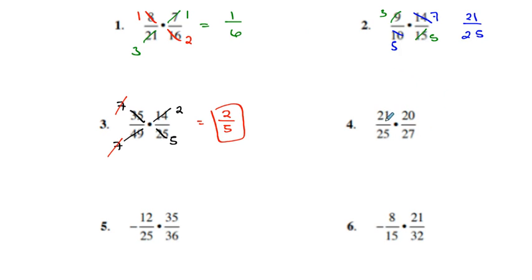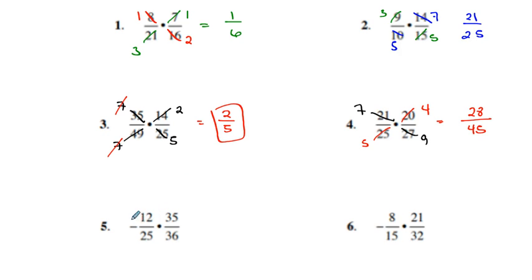Okay, 21 and 27 are both divisible by 3. 21 divided by 3 is 7. 27 divided by 3 is 9. 25 and 20 are both divisible by 5. That goes in there 4 times, that goes in there 5 times. 7 times 4 is 28. 5 times 9 is 45. All right, moving right along.